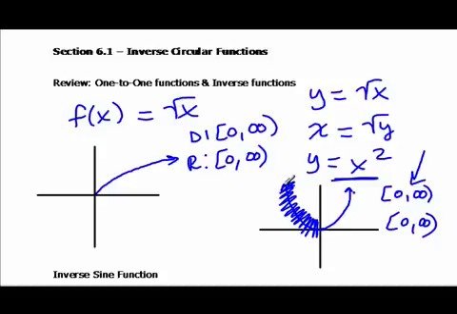Now we're correct. y equals x squared is the inverse function to f, but you have to restrict the domain to only being from 0 to positive infinity. Okay?